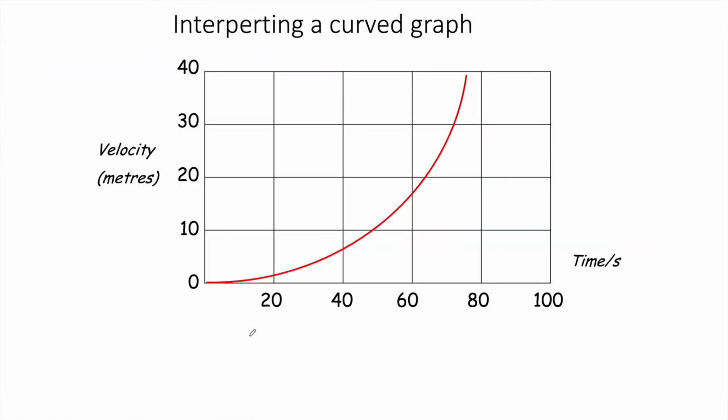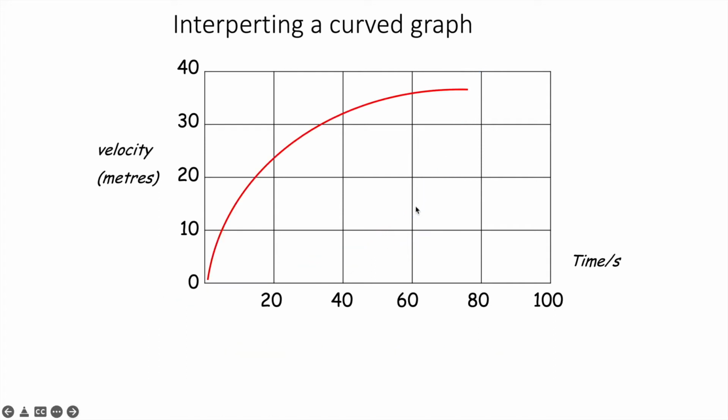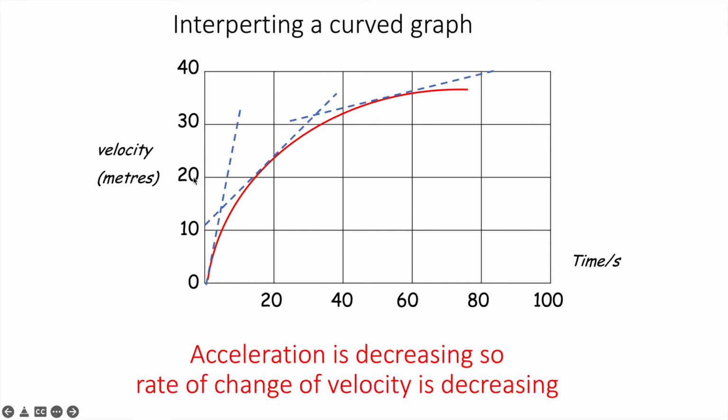So now I want to look at interpreting the curved graph again. Of course this time we've got change in velocity over time, and we know the gradient is acceleration. So you can see that you've got an increasing gradient, so you've got an increasing acceleration. So you can say the acceleration is increasing, so the rate of change of velocity is increasing. That's the amount the velocity is changing every second is increasing. And of course if the curve's the other way, then the gradient is decreasing, which means the acceleration is decreasing and the rate of change of velocity per second is getting less.